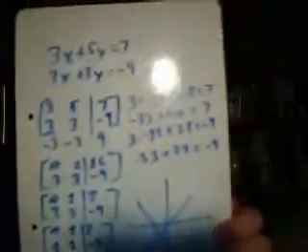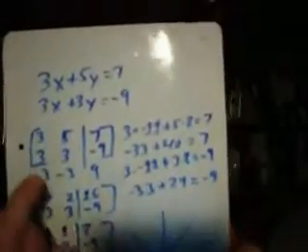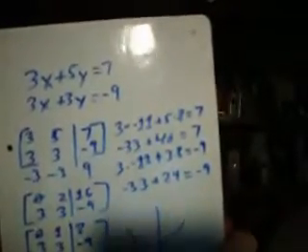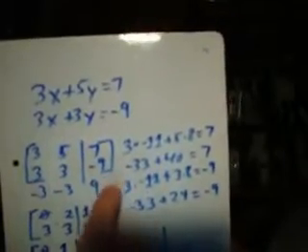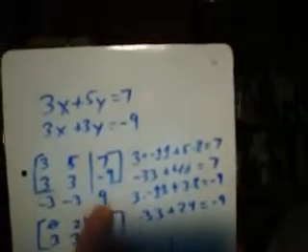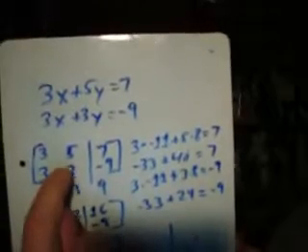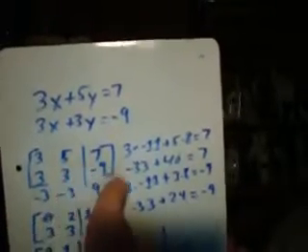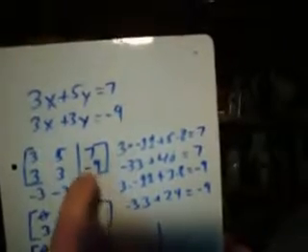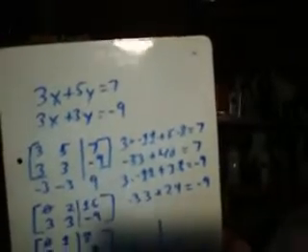Now, what we're going to do is we're going to multiply the second row here by negative 1. We're not going to change the second row. We're just going to multiply it by negative 1. We're going to set it off to the side. Negative 1 times 3 is negative 3. Negative 1 times 3 is negative 3. And negative 1 times negative 9 is 9. So now we've got negative 3, negative 3, and 9.